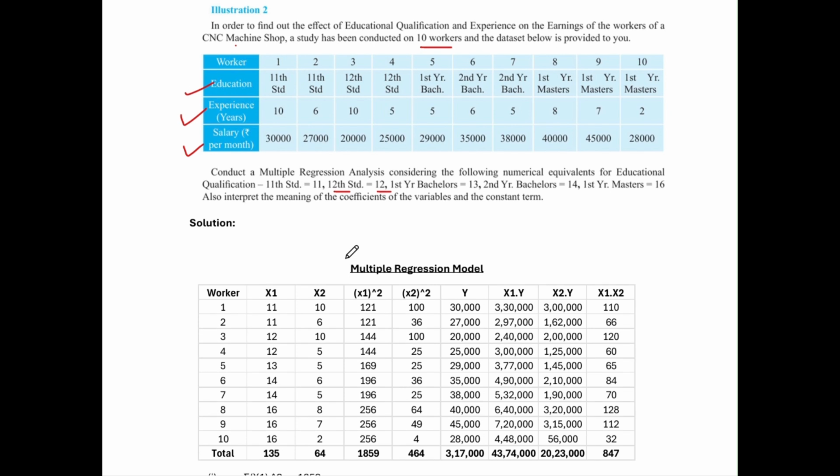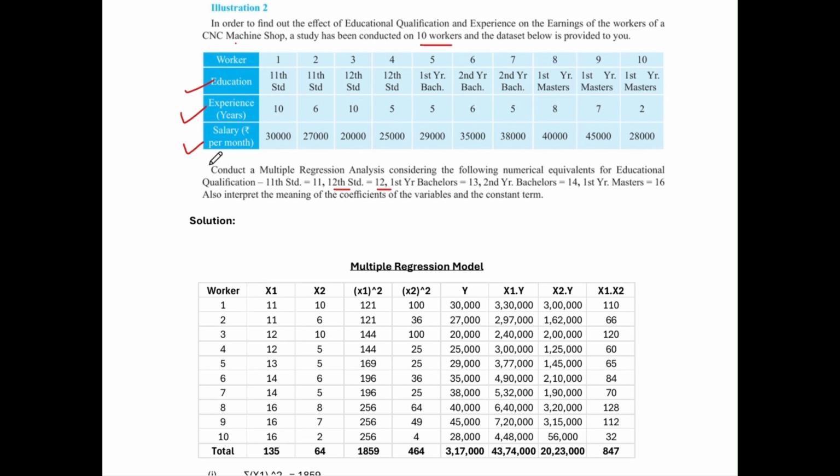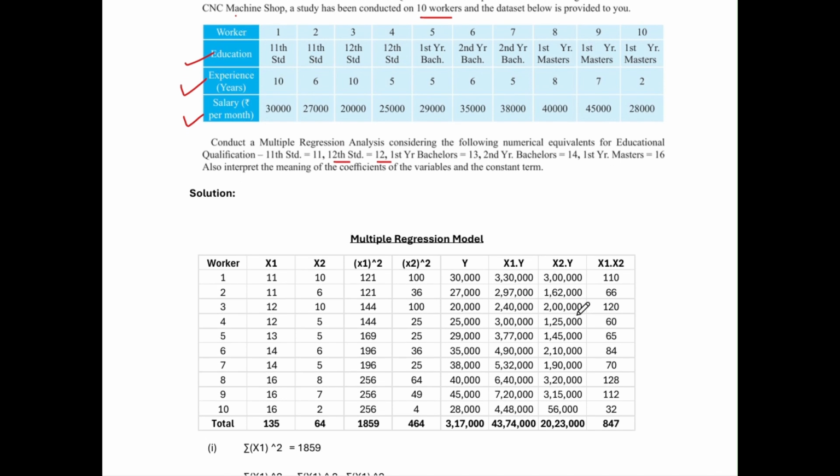Let's start to solve. This question is based on multiple regression analysis. So, we will see the solution step by step in a simple way. First, we will create a table. In the question, total 10 workers' details are given, so we will jot down the 10 details. Now, we will consider the education details as x1, experience details as x2, and salary details as variable y. So, note down the details of x1, x2.